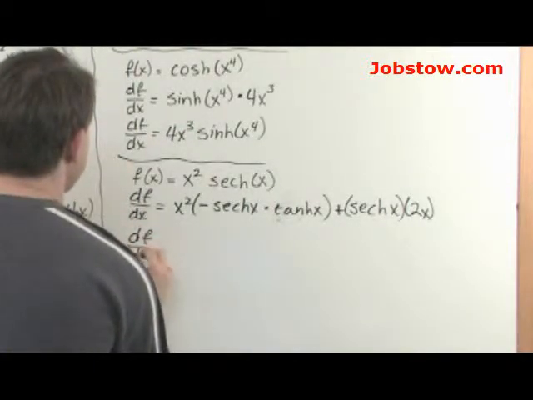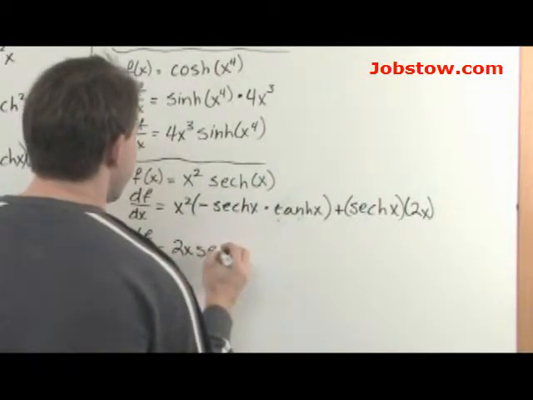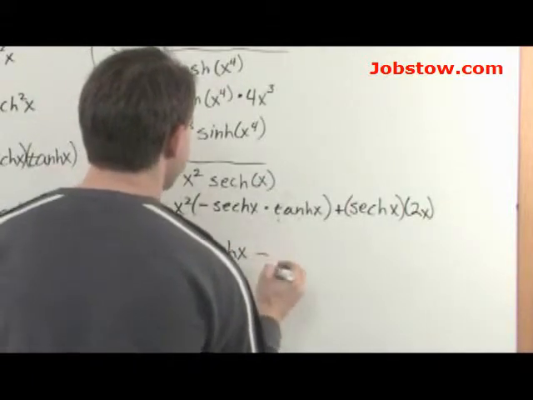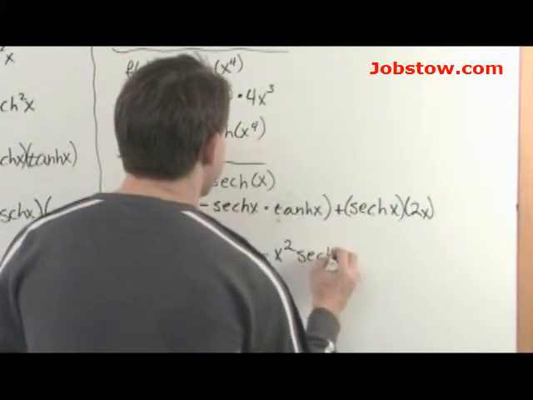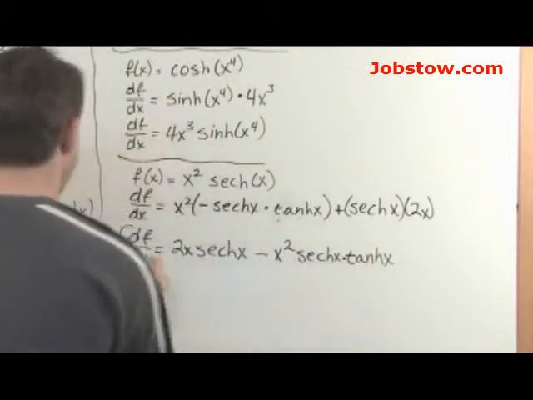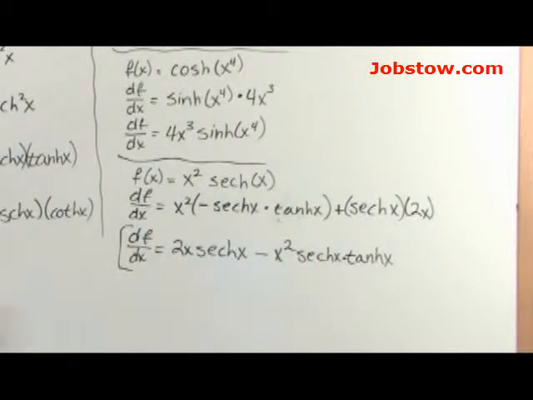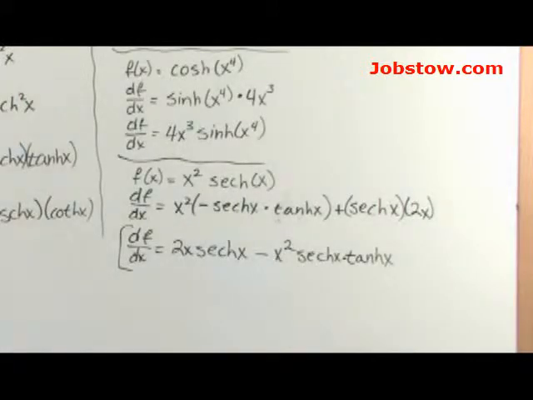So df dx is just going to be 2x times the hyperbolic secant of x minus x squared times the hyperbolic secant of x times hyperbolic tangent of x. So that would be the answer. 2x times hyperbolic secant of x minus x squared hyperbolic secant of x times hyperbolic tangent of x. So you see it's very methodical. You're using the same chain rule and the same multiplication rules and everything else of doing your derivative. It's just that now you know a new function and how to take the derivative of it, and you just apply it the same way as you've always been doing.